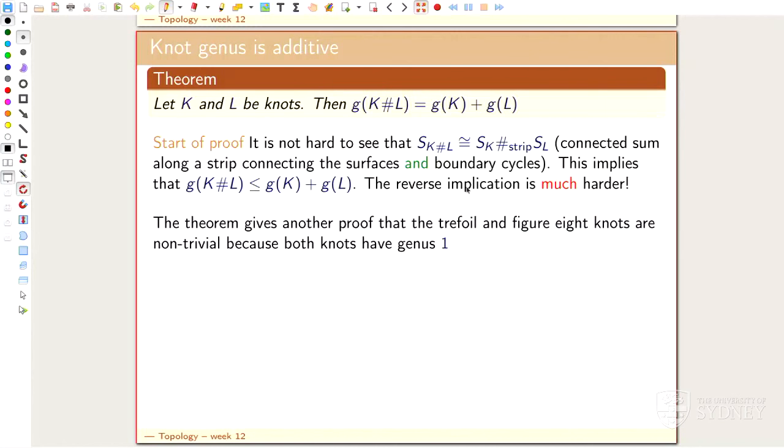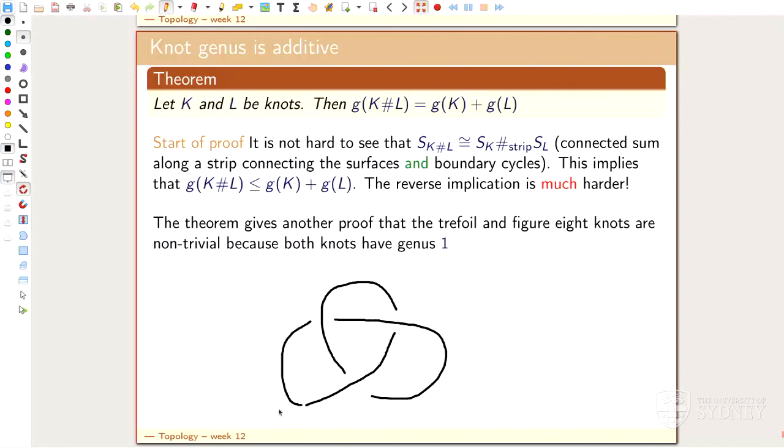The theorem actually gives another proof. We did that for, well, let's also do it again for the trefoil knot. So it goes over, it goes under, it goes over, it goes under, it goes over, it goes under. If you do it, what you get is a circle in a circle. Now, if you run the algorithm, I did that before, I'm too lazy to do it now. So you get a circle in a circle.